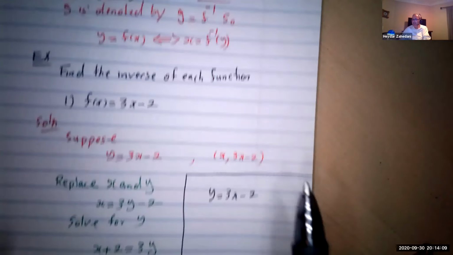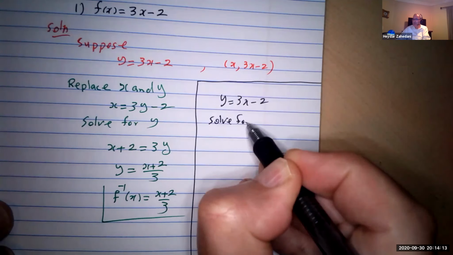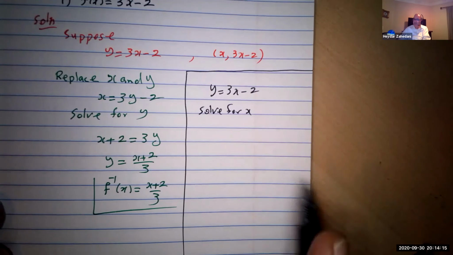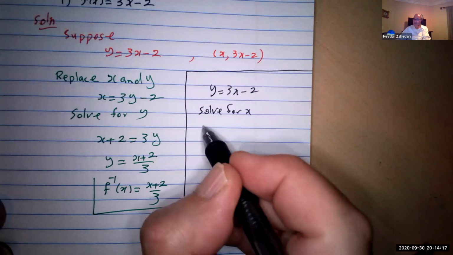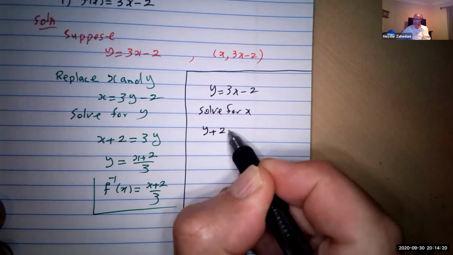So solve for x. How are you going to solve for x? Add the 2. y plus 2 equal to 3x. Divide by 3. x would be (y plus 2) over 3. You see? That is the g function. That is going to be your f inverse.